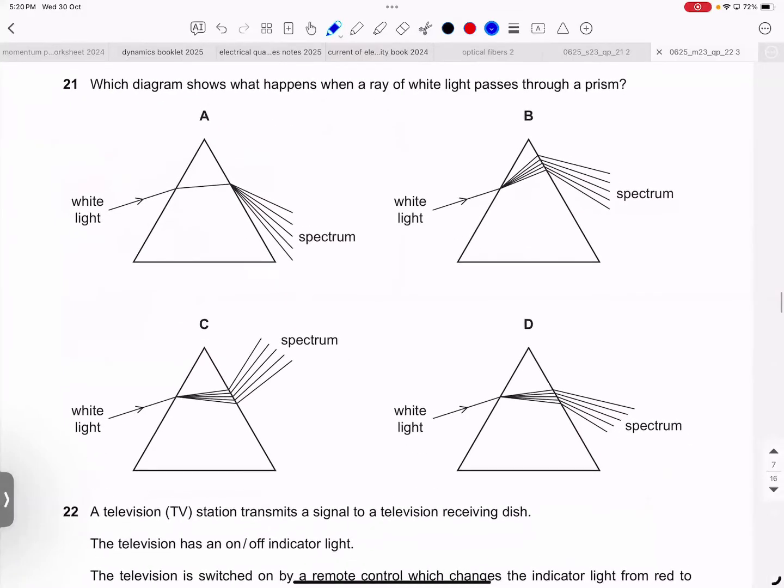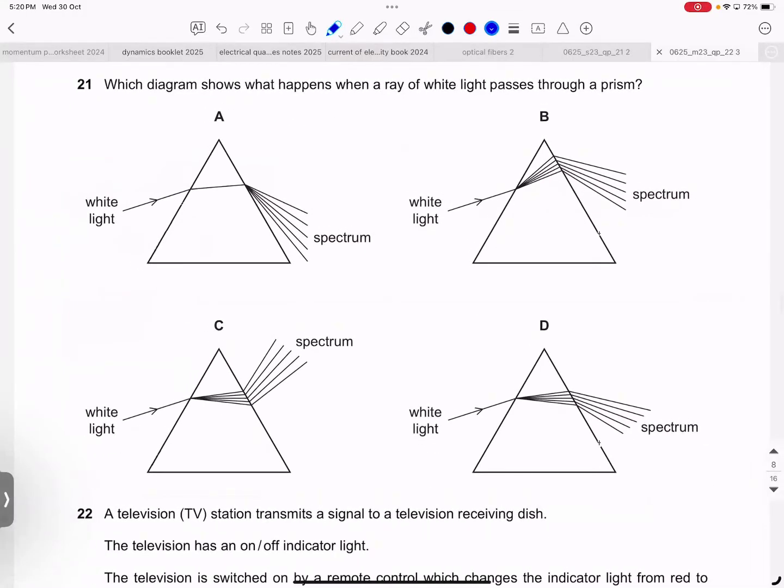Question number 21. The diagram shows white light passing through a prism. Whenever white light passes through a prism, there is dispersion. Dispersion means the light splits into colors. So it splits once it starts to enter. Option A didn't split. Option B split but went up. Wrong. It should be going down. Wrong. D is the right option.